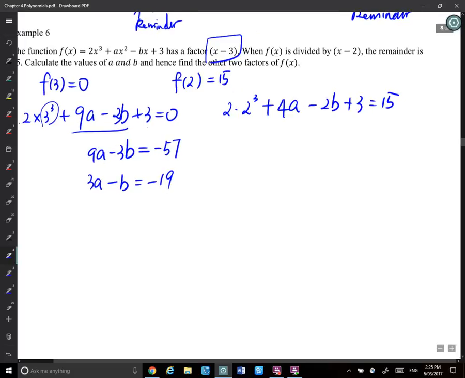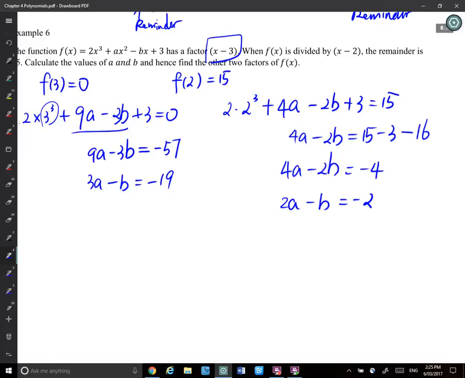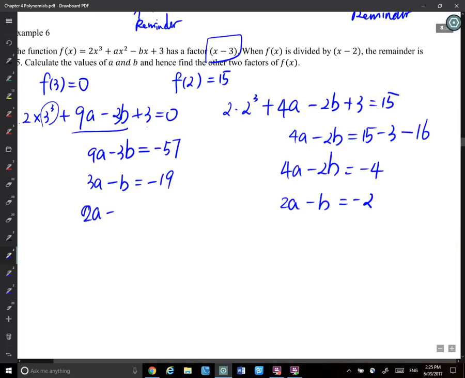And then we have 4a minus 2b equals to 15 minus 3 minus that's 16. So minus 1 minus 3 is minus 4. So 4a minus 2b is minus 4. So we have 2a minus b is minus 2. Okay, so we have 2a minus b equals to minus 2. And I can subtract between the equations. 3a minus 2a gives you a. Negative 19 subtract negative 2 is negative 17. So a will be negative 17.